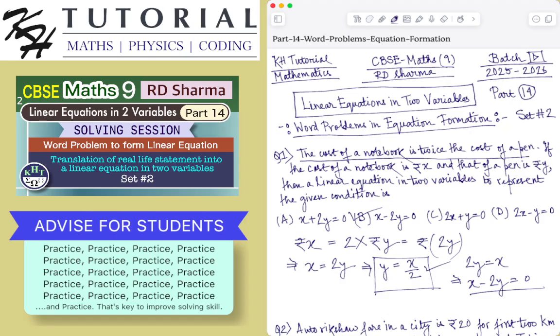So I think I have completed the chapter of linear equations in two variables, and I have solved enough problems that will give you a good clarity of how to apply the concepts of solutions of linear equations, the graph of a linear equation, and word problems to form linear equations and solve the problems. Probably in the next video I will be starting a new chapter. I think it will be coordinate geometry.